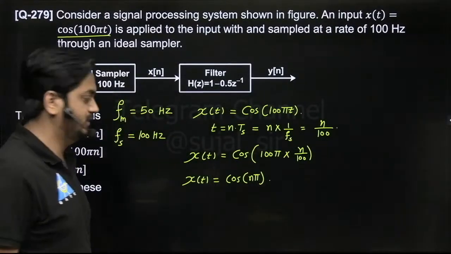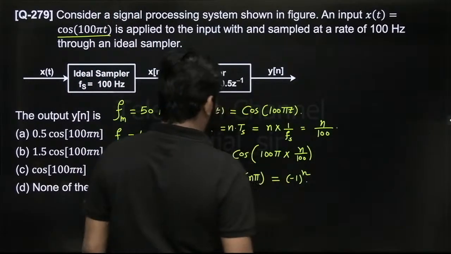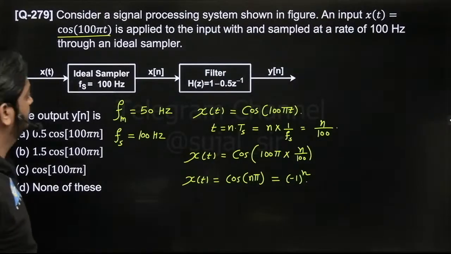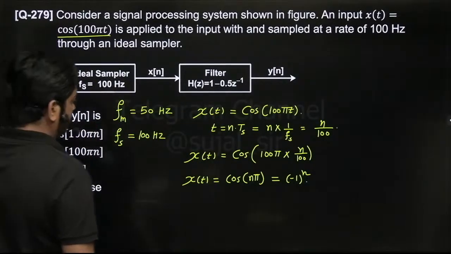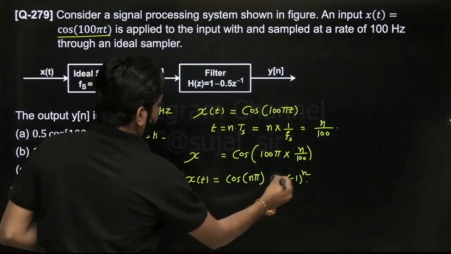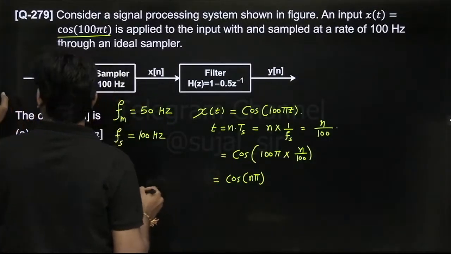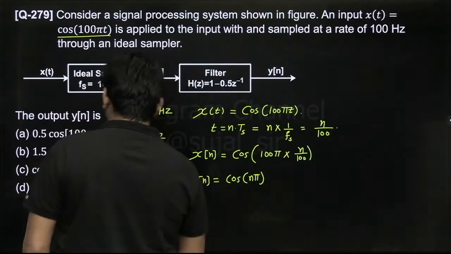Cos n pi is nothing but minus 1 power n, correct? It is nothing but minus 1 power n. Now here this H of z is given. This is x of n. Now after sampling it is cos n pi. This is x of n.